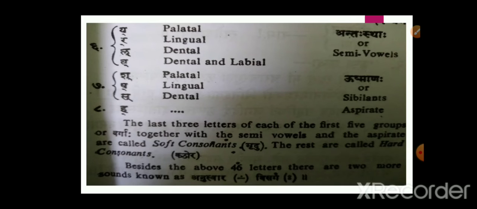Sha, Sha, Sa. These 3 are called as sibilants, which are Ushmanaha. And the same way as we have seen in the semi-vowels, here in the sibilants also we have 3 different letters producing 3 different sounds. That's why the first one is palatal, the second one falls under lingual, and the third one falls under dental.